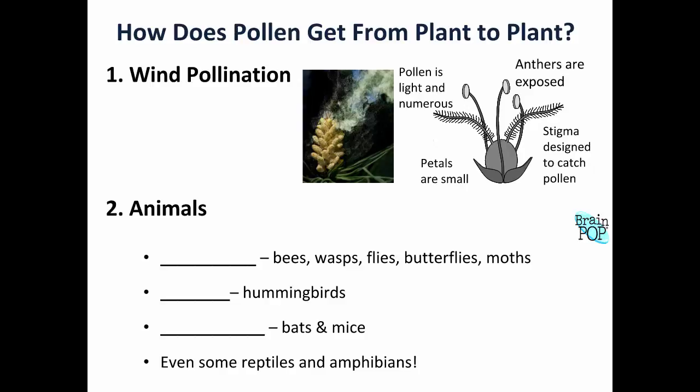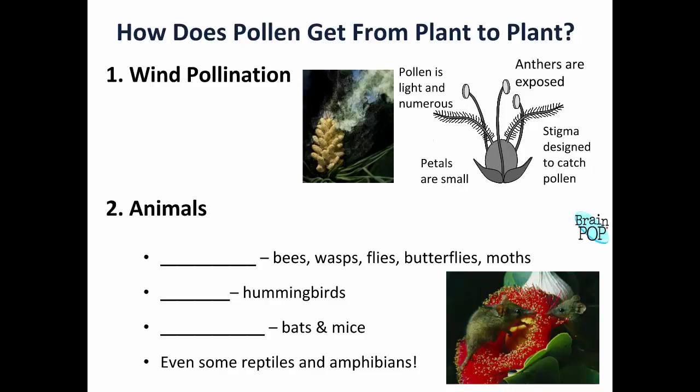But many, many plants rely on animal pollinators. And animal pollinators include many different things. The most common are insects. Insects pollinate huge numbers of plants. Birds are pollinators. Even some mammals or reptiles or amphibians sometimes are pollinators of flowers. We're going to talk about why and how that works in a minute.